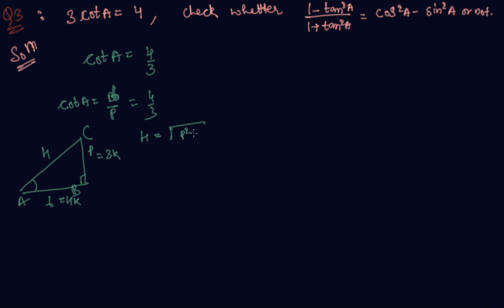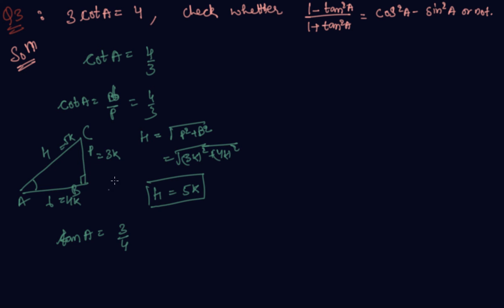And after using the Pythagoras theorem, this is root of 3k square plus 4k square, which comes out to be 5k. I did this in the previous question also. So h is coming out to be 5k. So now you can find the value of tan A. Tan A will be 3 by 4, 3k by 4k, which is perpendicular by base. Okay, sin A will be p by h, which is 3 by 5, and cos A will be 4 by 5.